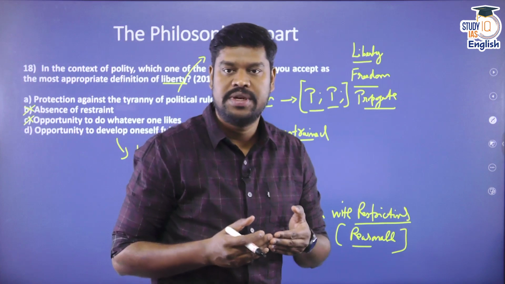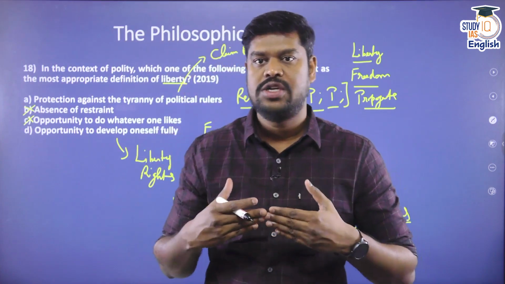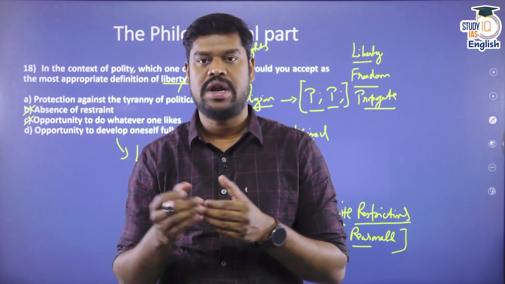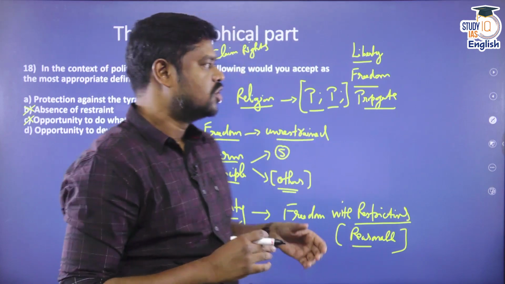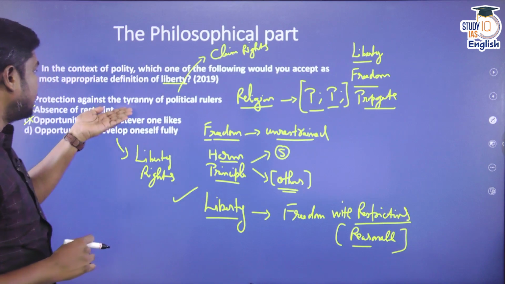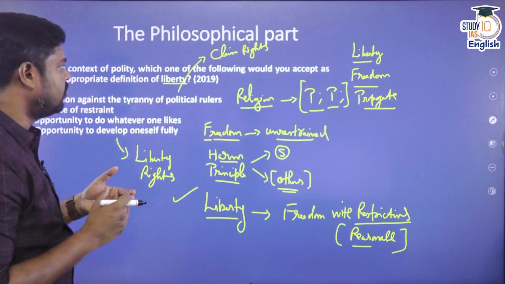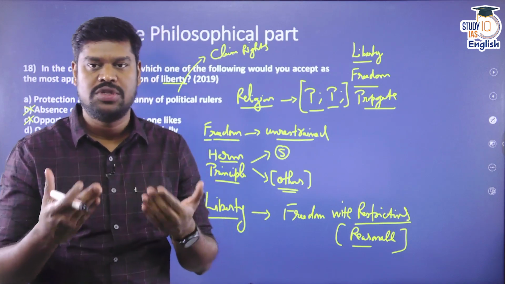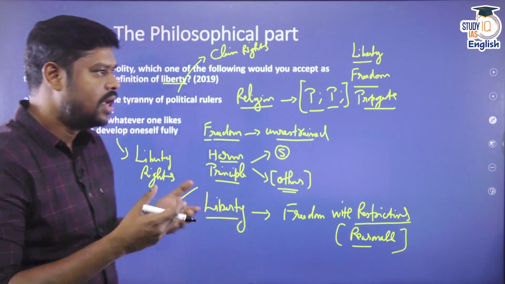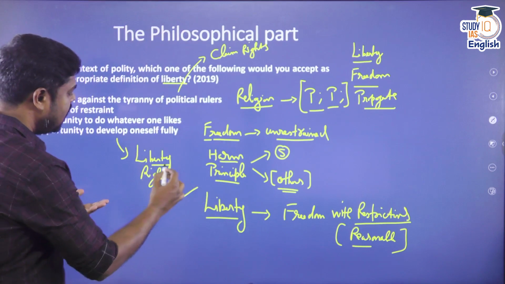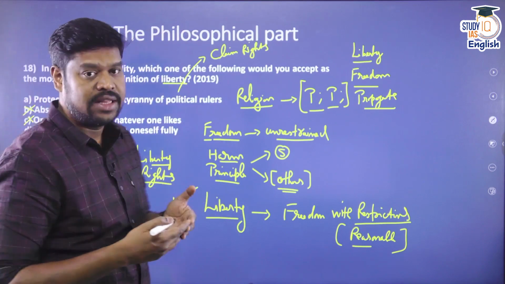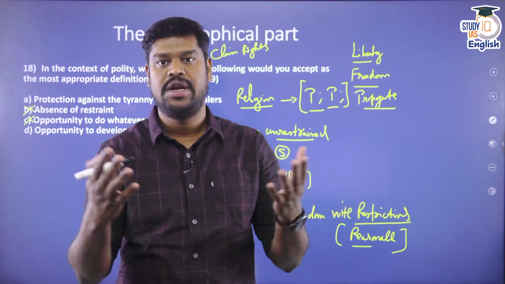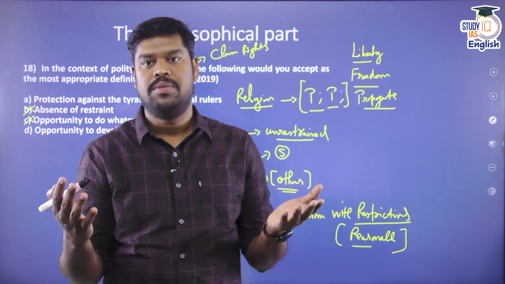Claim rights provide certain rights to an individual which shall not be taken away by other individuals. Others shall not unnecessarily take it away. Please understand, protection against the tyranny of political leaders is in the form of claim rights. For example, there shall be no arbitrary detention. That is a right, but in the form of a claim right. But what is a liberty right? A liberty right is not about others taking it away from an individual; it is about what an individual can exercise himself. For example, the right to freedom of speech and expression, the right to freedom of religion.